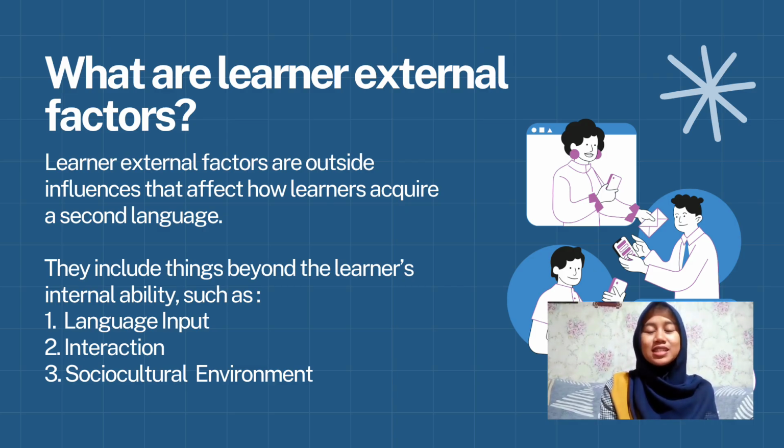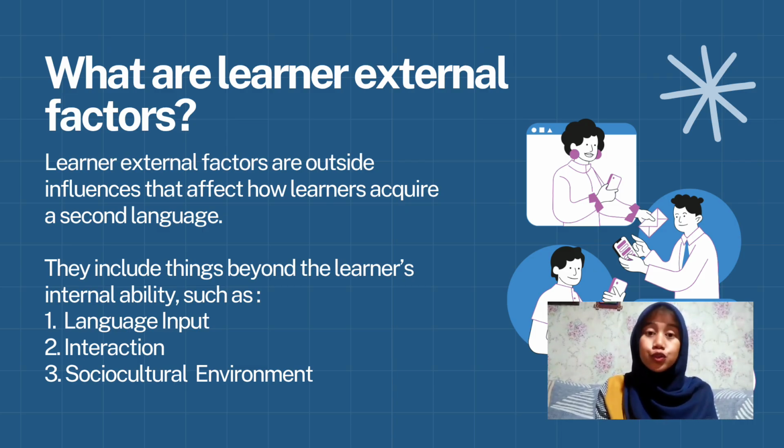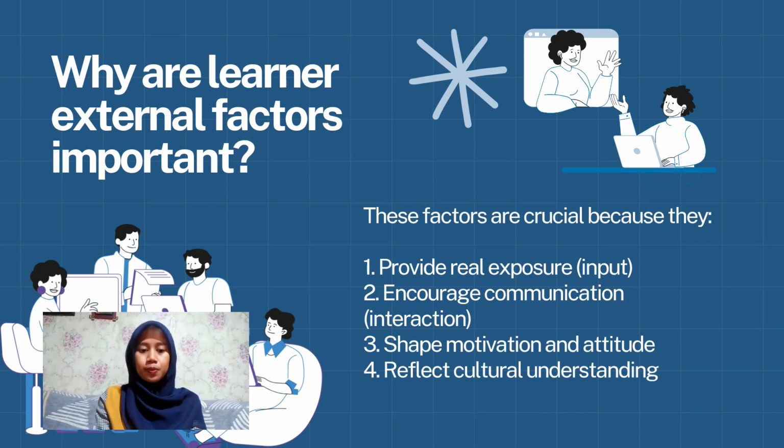And number two is interactions. Interactions is communication with a teacher, peers, or native speakers. And number three, social culture environment is the cultural values and social situations where the language is used.